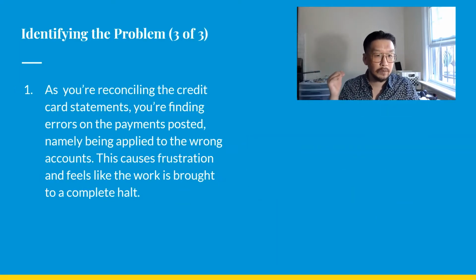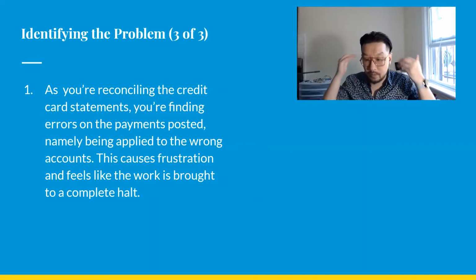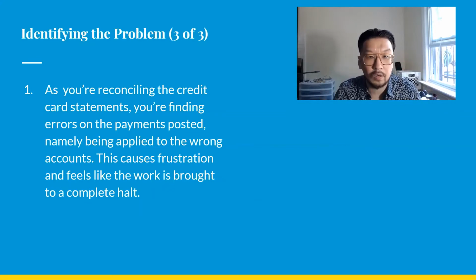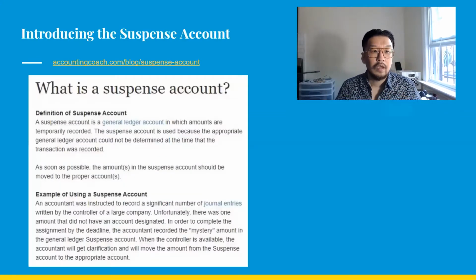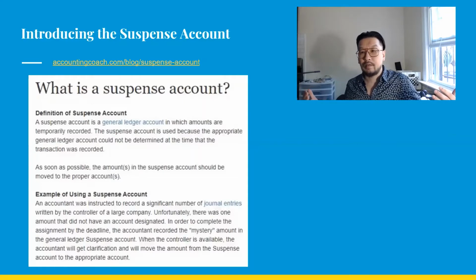As you're reconciling the credit card statements, you're finding errors on the payments posted, namely being applied to the wrong accounts. This causes frustration and feels like the work is brought to a complete halt, which is the worst thing. You just want to pull your hair out while you're doing this. Introducing the Suspense account. Don't be afraid of the name.